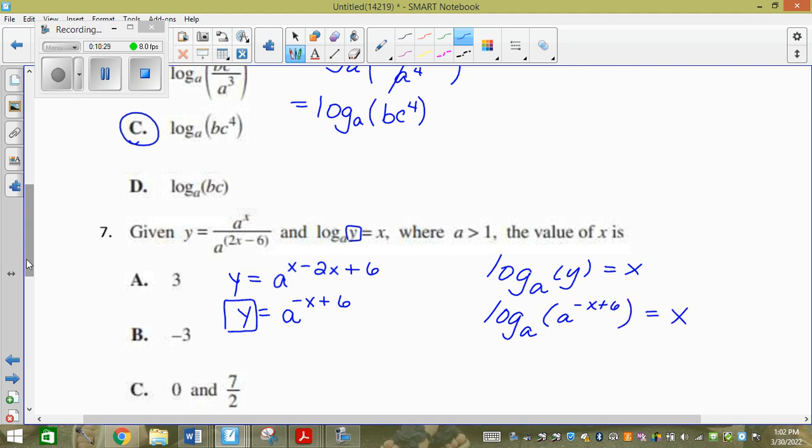We just went over this. If I have log a to the something, what's my answer just? Yeah, just the something, just the exponent, right? When these are the same numbers, so if it was log 4 to the something, my answer would be the something. Log smiley face to the smiley face to the something, my exponent would be the answer. So if I have log a to this, I'm going to actually just have negative x plus 6 equals x. And then I can just solve.